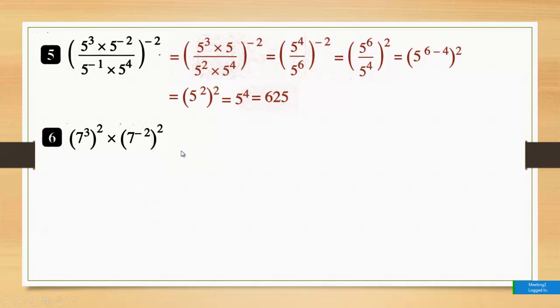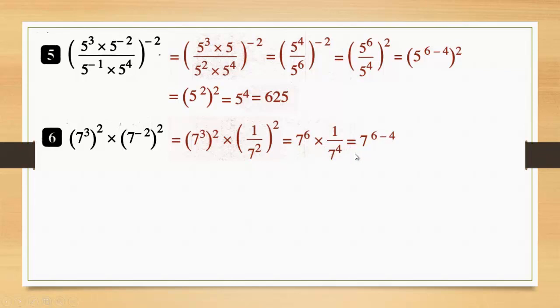Question number 6: 7 power 3 all power 2 times 7 power negative 2 all power 2. So the first has positive powers, we will keep it the same, and times negative 2. 7 power negative 2, we will write as 1 over 7 power 2, all power 2. 7 power 3, all power 2, we will multiply the powers. 7 power 6 times 1 over 7 power 4. We will multiply the powers.